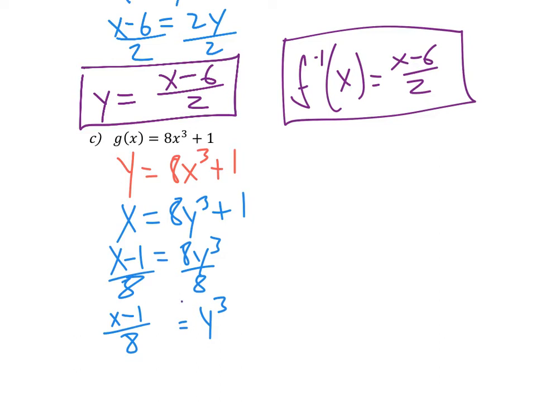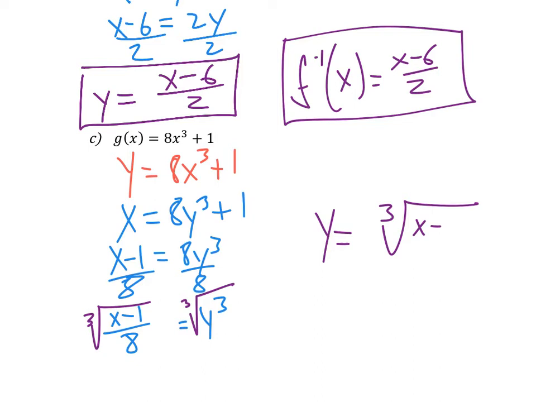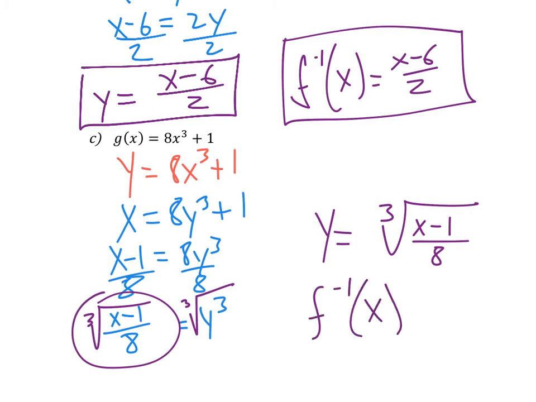Now we'll take the cube root of both sides because cube root is the opposite of cubing, because we're trying to get y by itself. And we end up with y equals the cube root of x minus 1 over 8. That whole thing right there. And that is our inverse function, which we like to write as f negative 1 of x equals the cube root of x minus 1 over 8.